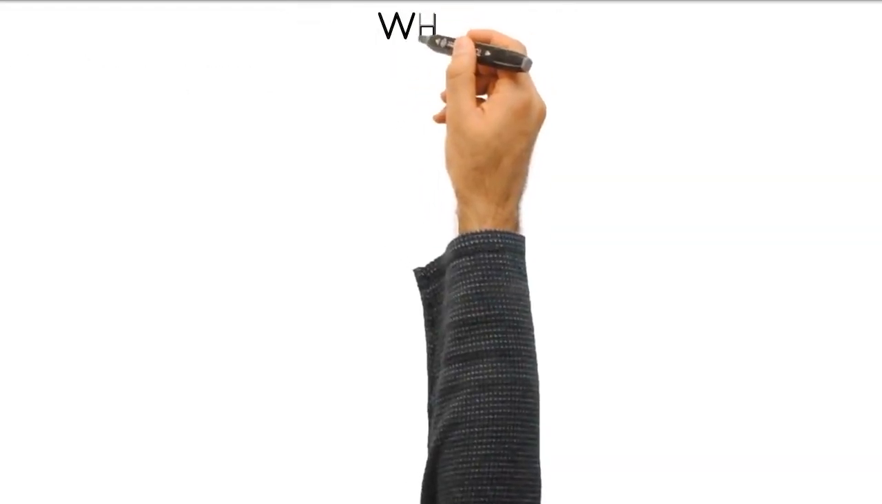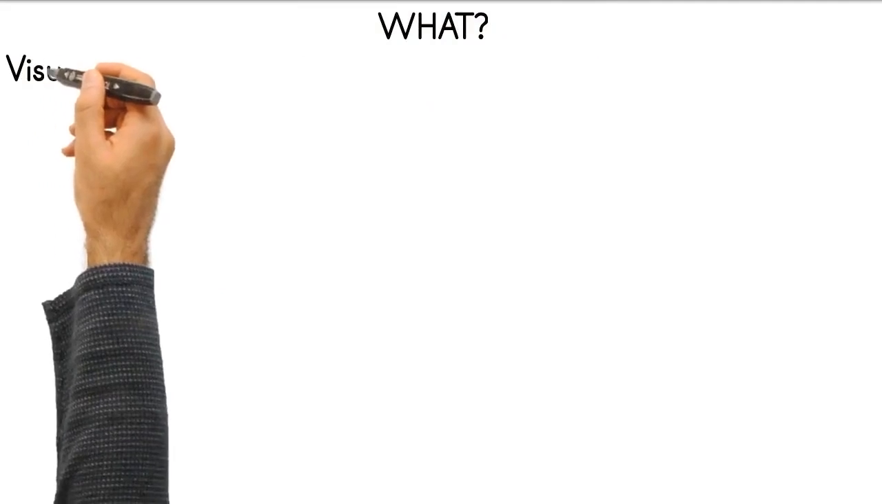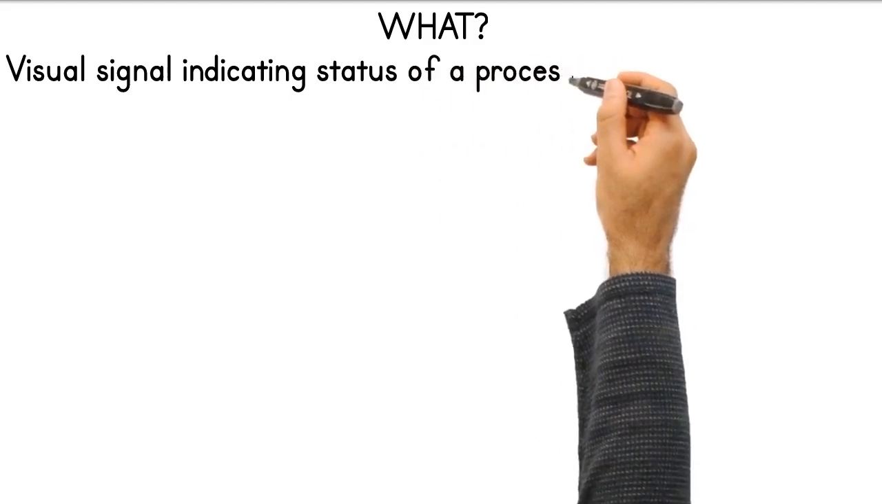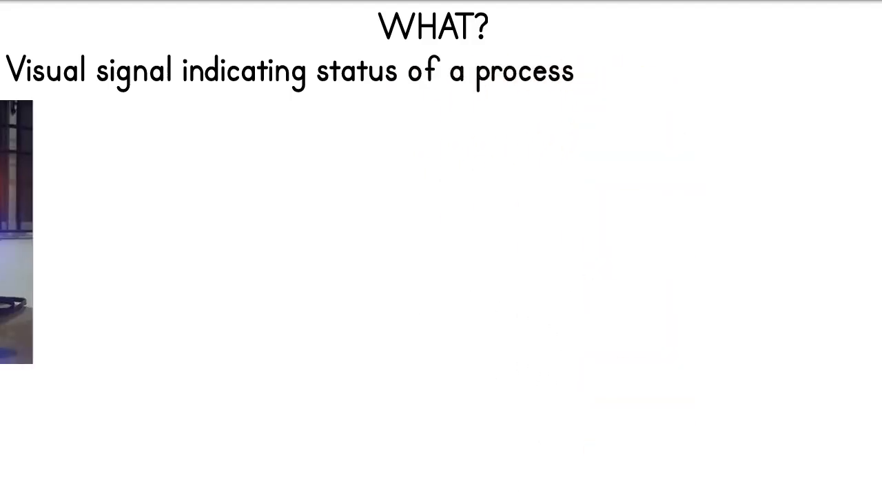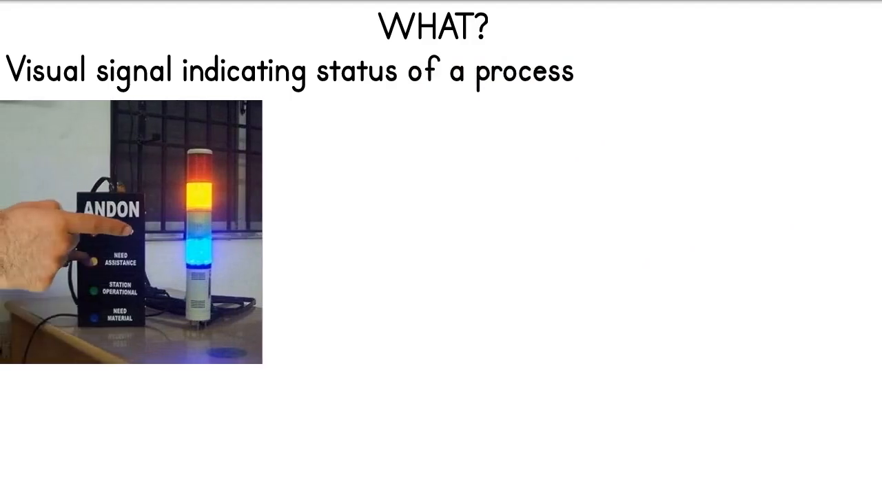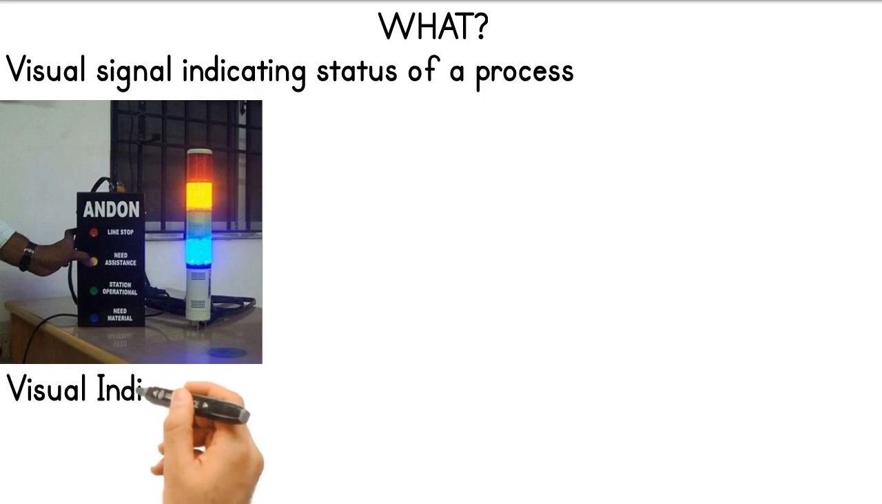What is ANDON? It is a visual signal, typically in the form of lights, boards, or screens, used to indicate the status of a process or equipment in a manufacturing setting. It is used to highlight when something is working well or, more importantly, when an issue or deviation arises in the process that requires attention.